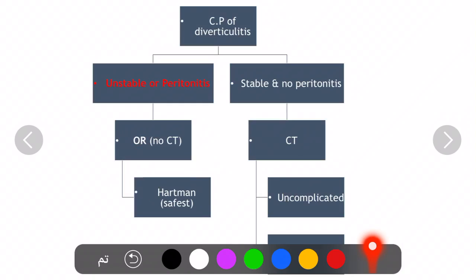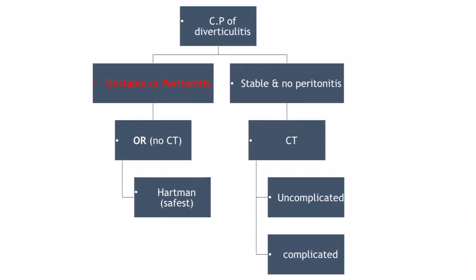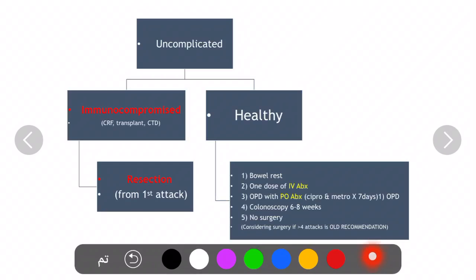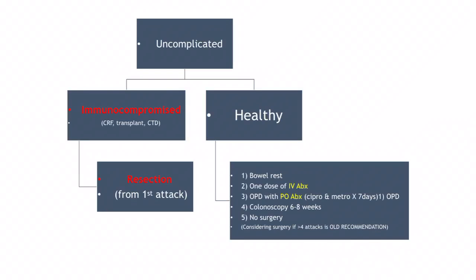Now, if the patient is stable and has no peritonitis, we'll perform CT, and by the CT, of course, you can get the Hinchy classification, and it can also tell you whether it is uncomplicated or complicated. Complicated means that the patient has perforation, obstruction, fistula, or abscess. Okay. Now, the uncomplicated, again, we can classify them.